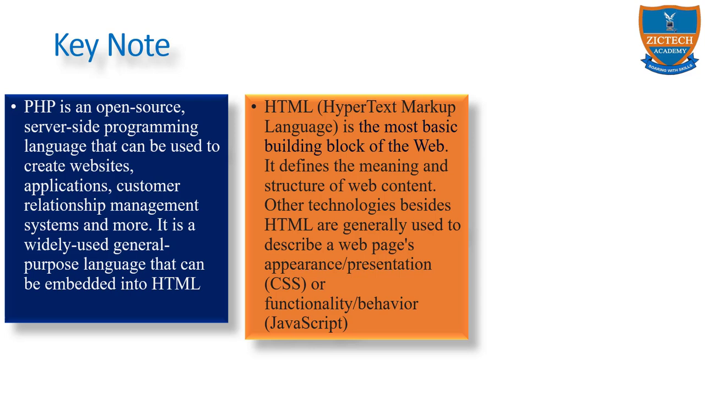Other technologies besides HTML are generally used to describe a web page's appearance or presentation, like CSS. We are getting there, we'll also tell you about CSS. Or functionality and behavior, like what? JavaScript. Now, JavaScript and PHP are on the same line. They do some behavioral activities, some dynamic activities, okay? But in this series, we are also going to be using JavaScript.